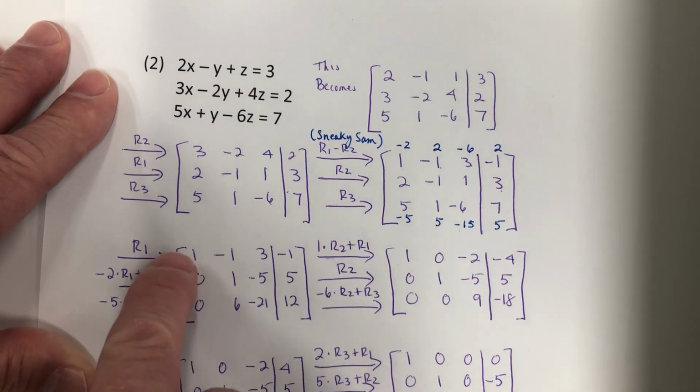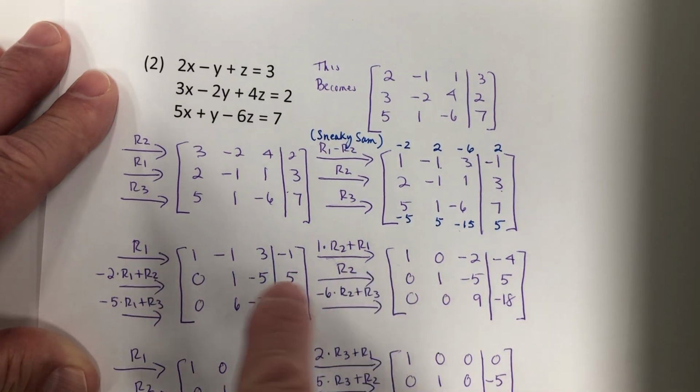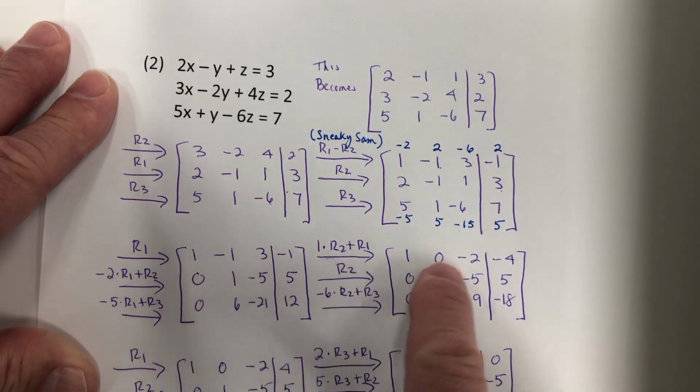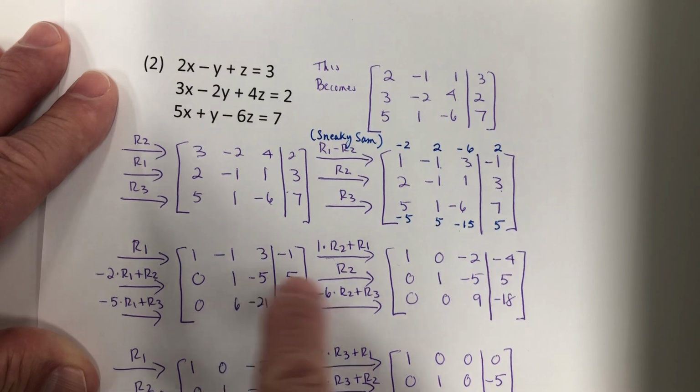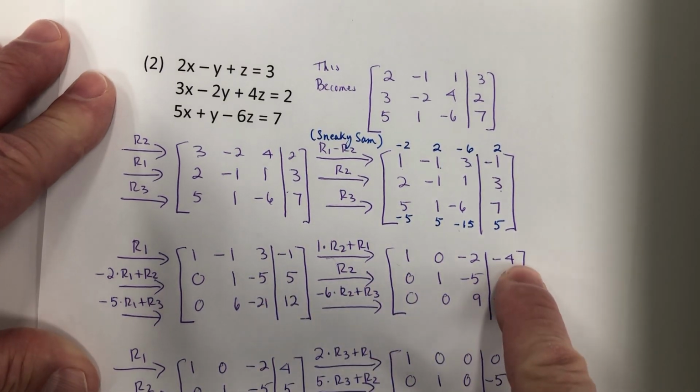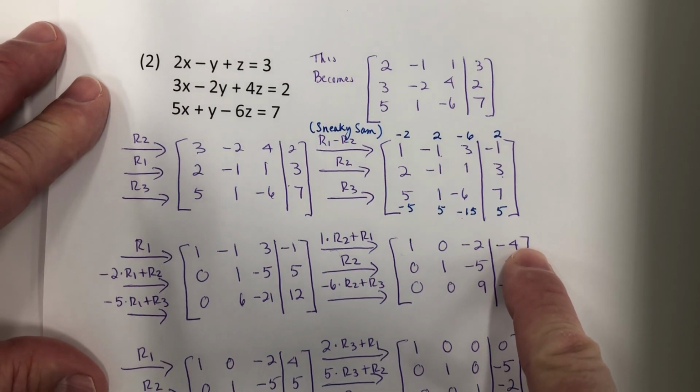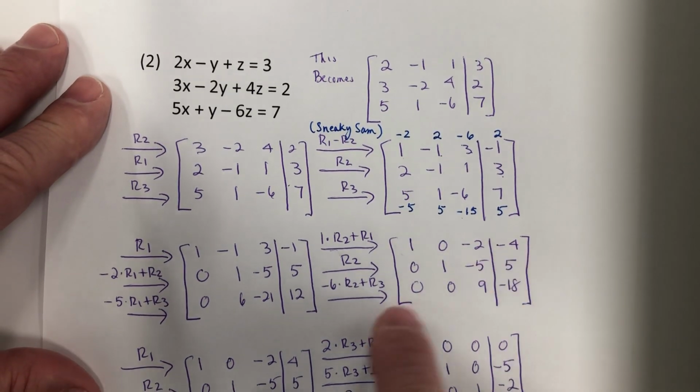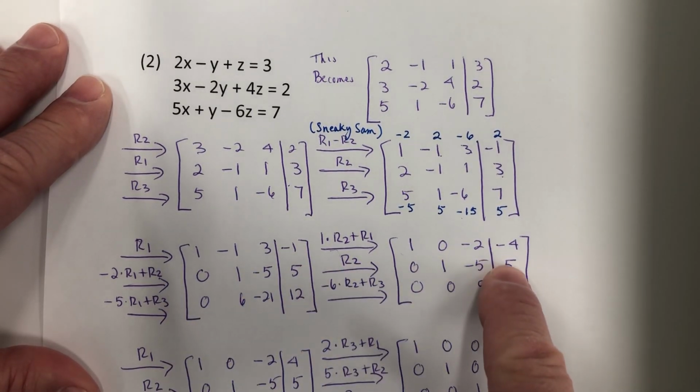Add those two rows. 1 plus 0 is 1. Negative 1 plus 1 is 0. 3 plus negative 5 is negative 2. And negative 1 plus 5 is negative 4. Okay? So that's our new first row. We're going to leave our second row completely alone.